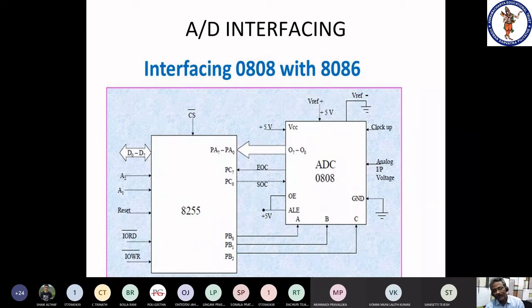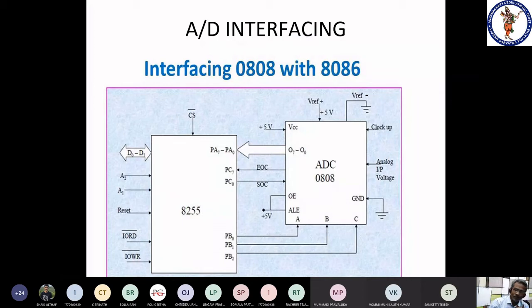So these are the basic steps. The very first one is we have to apply the analog input to any one of the channels. Second, you select one channel, where your data is applied, or where the data needs to be converted into digital format. And third, you initialize the conversion process by sending SOC, start of conversion.